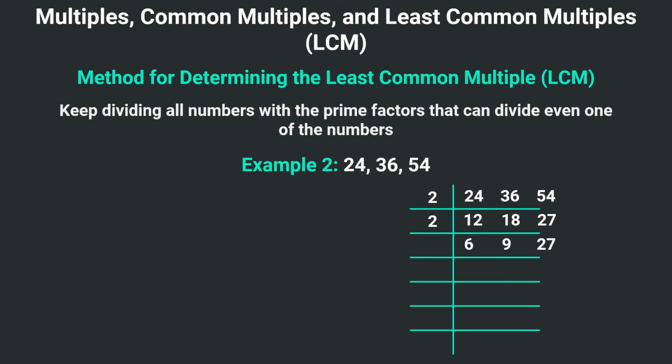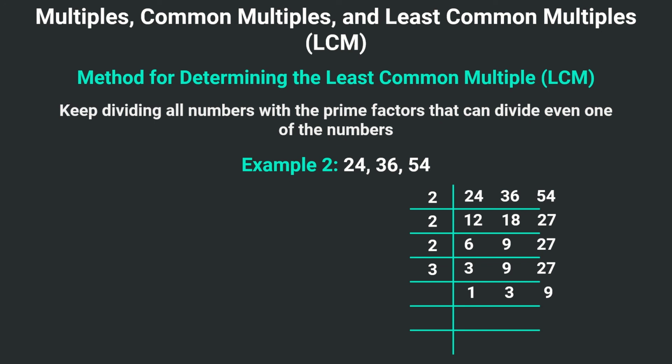Now 9 and 27 are not divisible by 2, but still 6 is divisible by 2. So we will divide them again by 2. So dividing by 2, we will get 3, 9, 27. Now 3, 9 and 27, none of these numbers is divisible by 2. So now we will move towards our next prime number, which is 3. All these three numbers are divisible by 3. So dividing them by 3, we will get 1, 3 and 9.